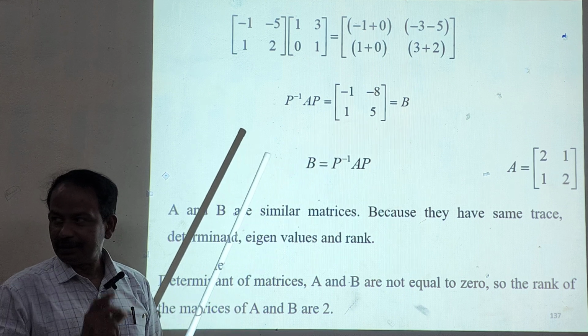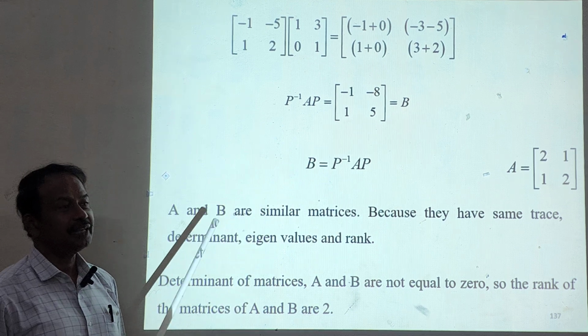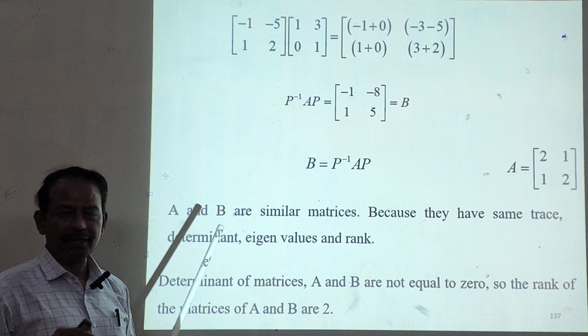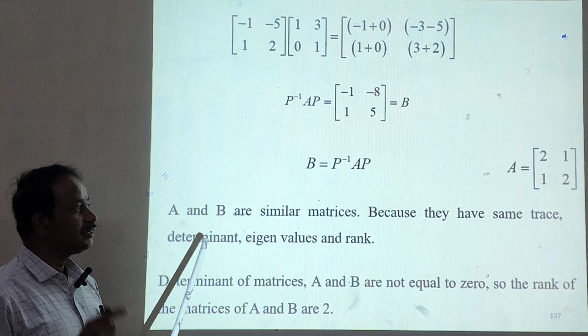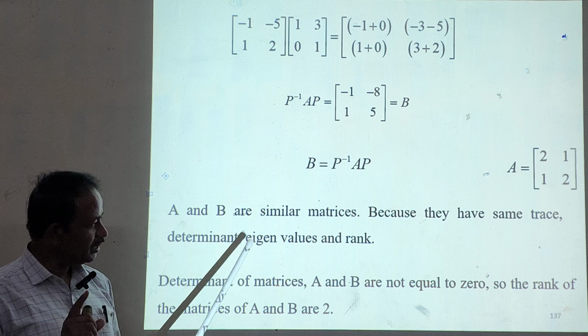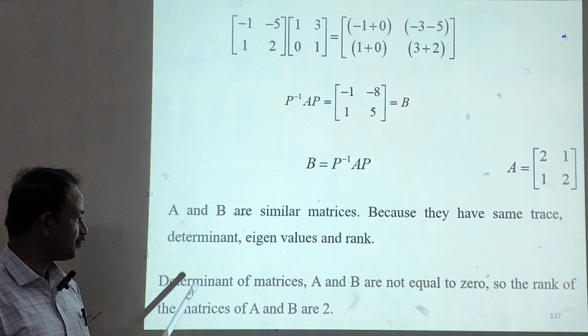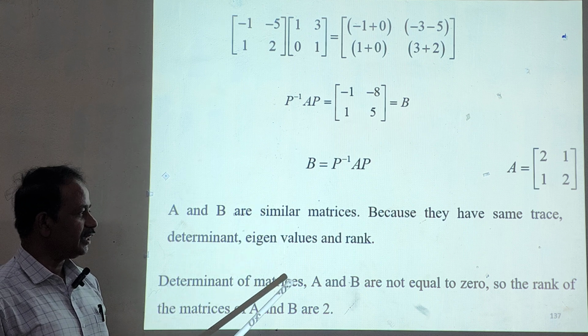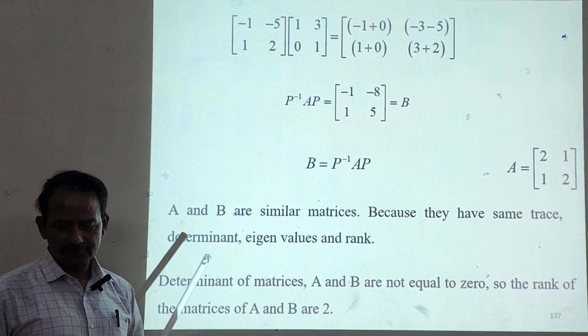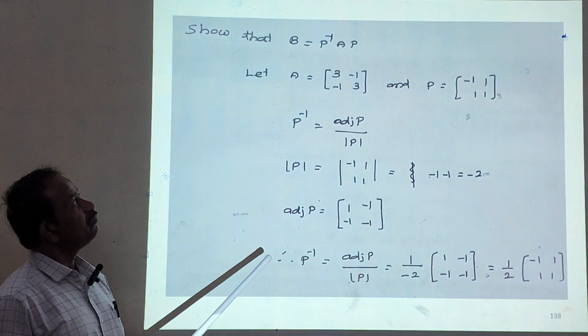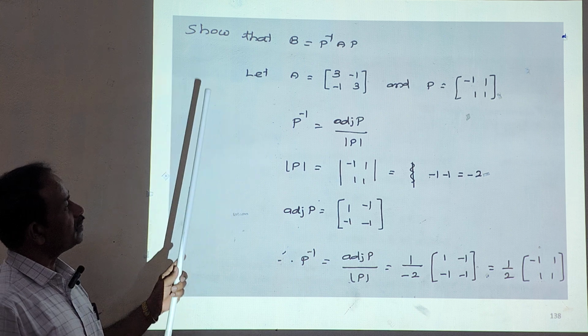So now both are equal. A and B are similar matrices because they have the same trace, determinant, eigenvalues and rank. The determinants of matrices A and B are not equal to 0, so the rank of both is 2. Okay. Now we'll go for some other problem.